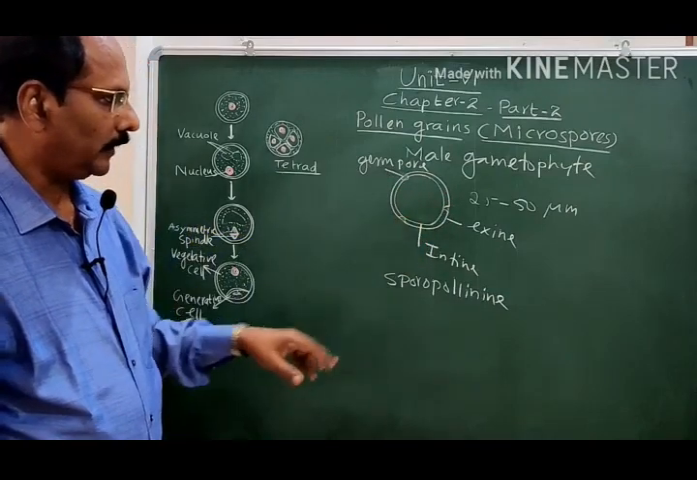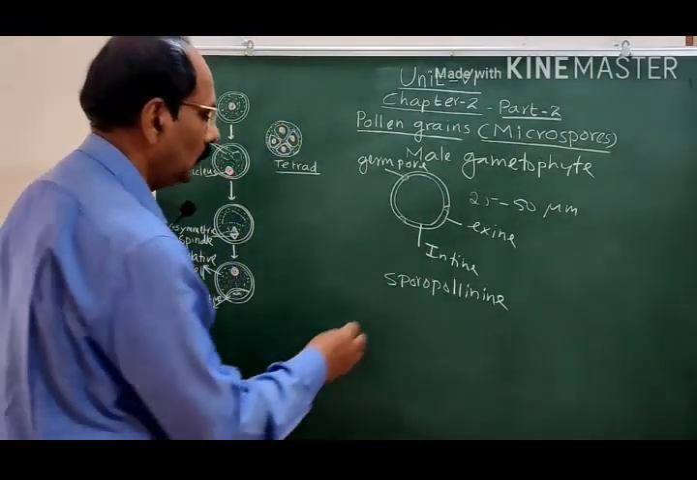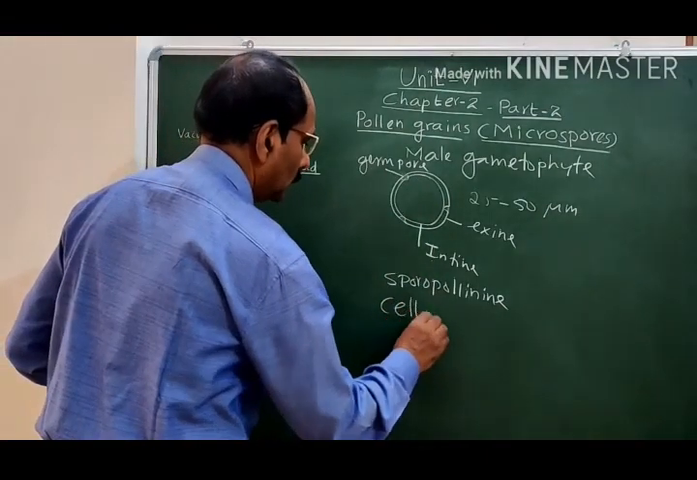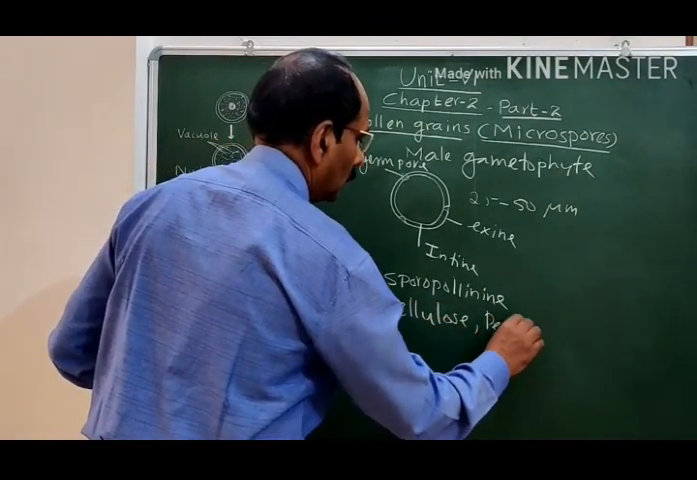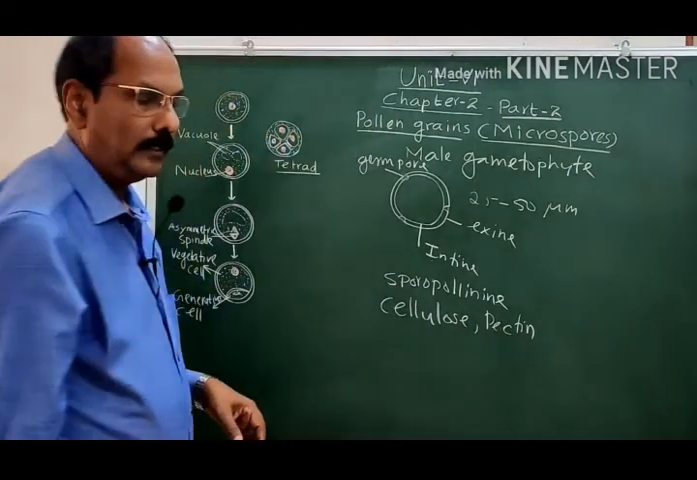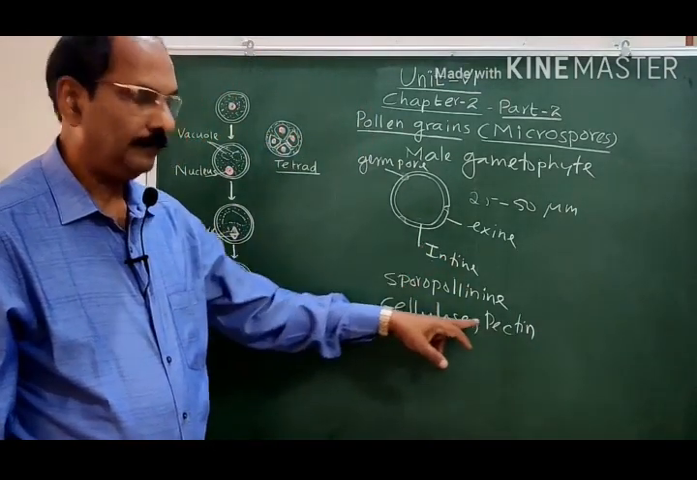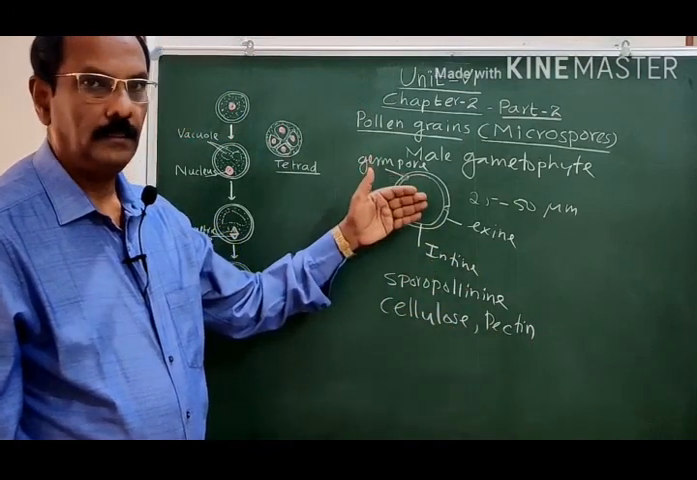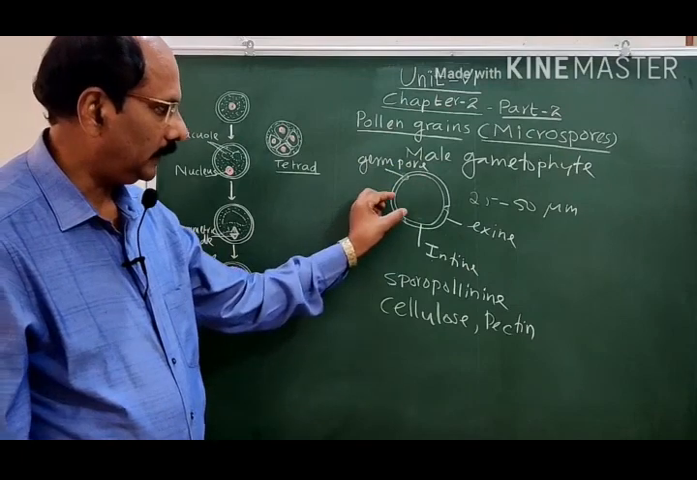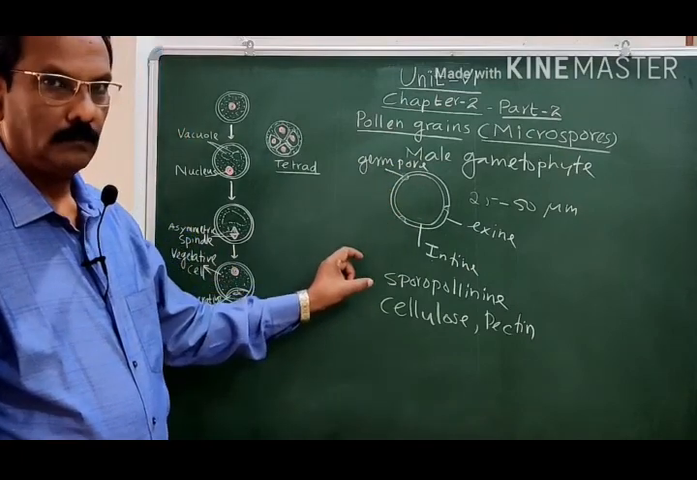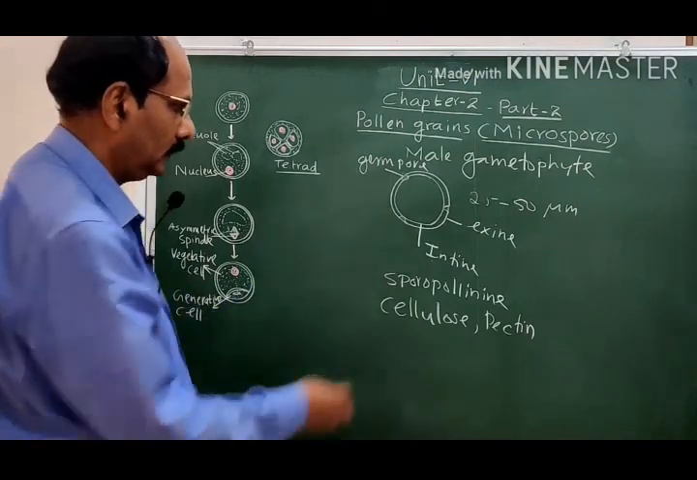The inner layer is known as the intine. The intine is made up of 2 chemicals, polysaccharides: cellulose and pectin. So the intine is made up of cellulose and pectin. It is present inside and it is entire. It has no opening. So during germination, this intine comes outside through the germ pore as a tube-like structure. Okay. So this is the intine.